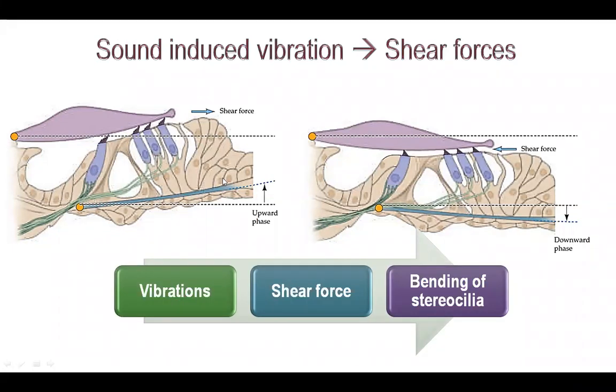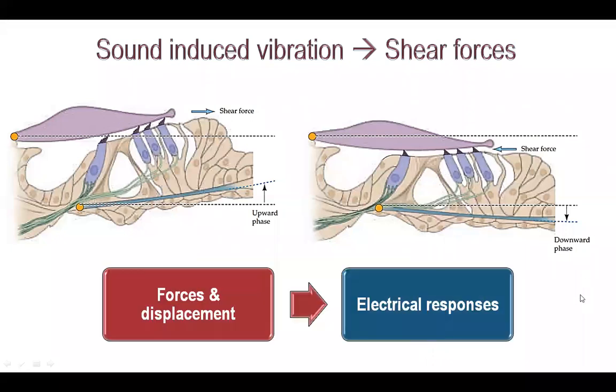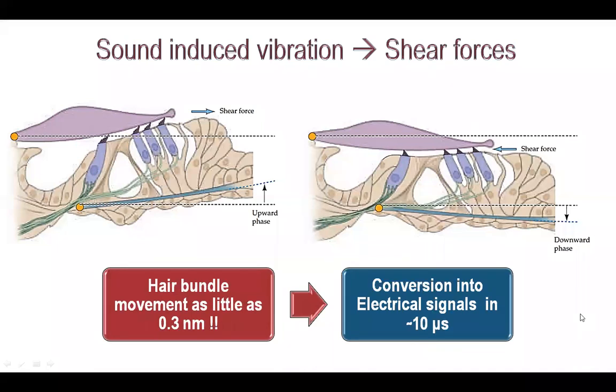So any vibration in the perilymph will cause shear force between the basilar membrane and the tectorial membrane, which will cause bending of the stereocilia. The forces and displacement are getting converted into electrical responses within these hair cells. It is said that a hair bundle movement as little as 0.3 nanometers can get converted into electrical signals in almost 10 microseconds. So fast is the response of the hair cells to the shear forces.